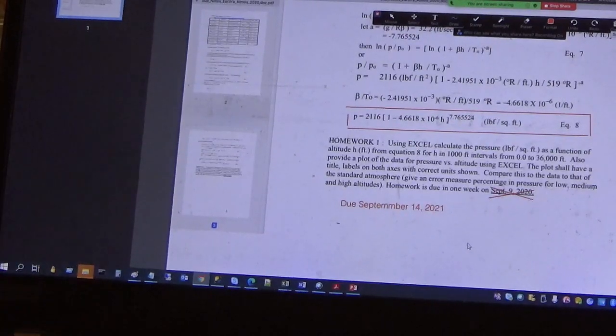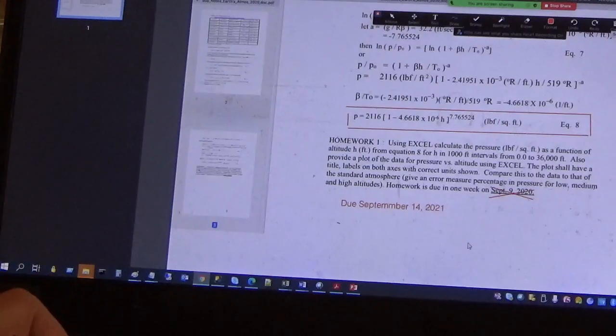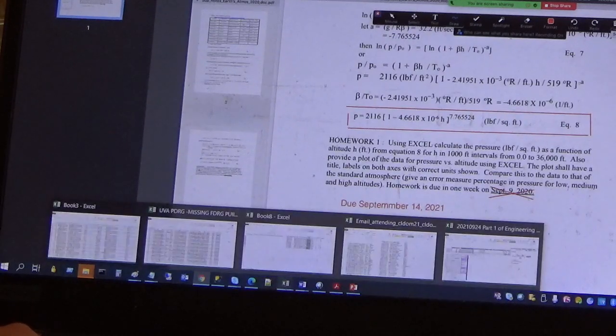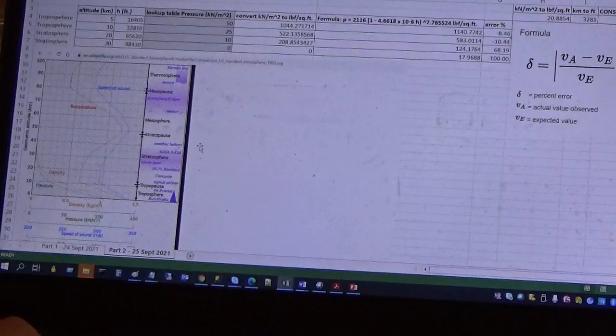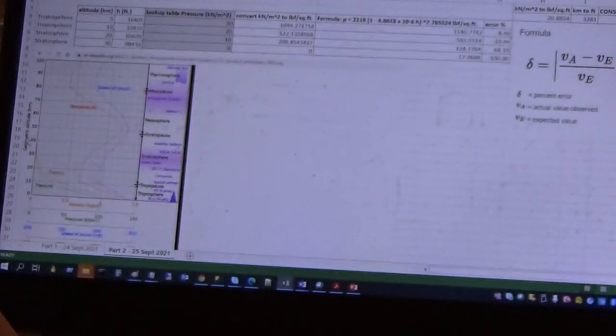Welcome to Homework 1, assignment number part 2, where we're asked to compare this data to that of the standard atmosphere and give an error measure percentage in pressure for low, medium, and high altitudes. This assignment requires that we use a reference graph that takes the altitude in kilometers and provides the corresponding pressure in kilonewtons per meter squared.